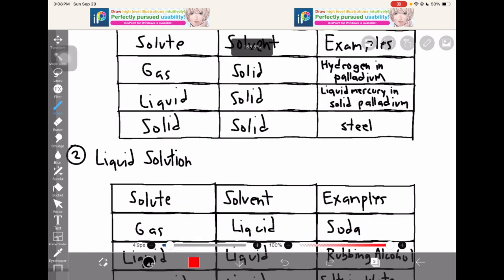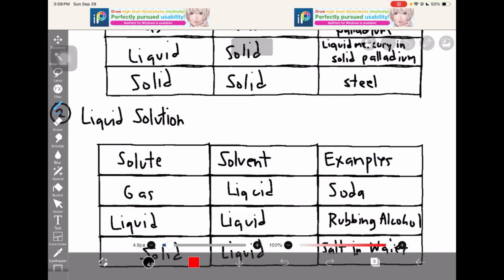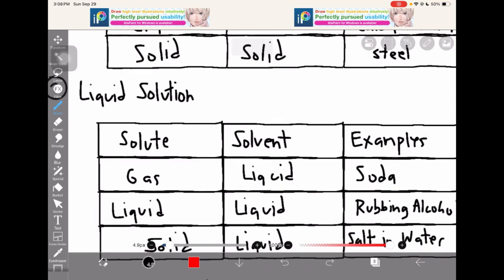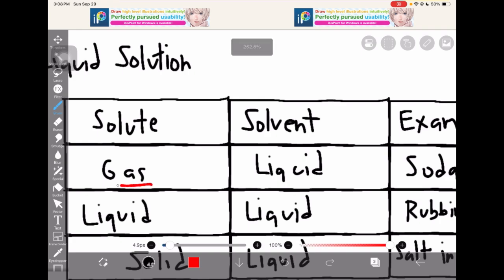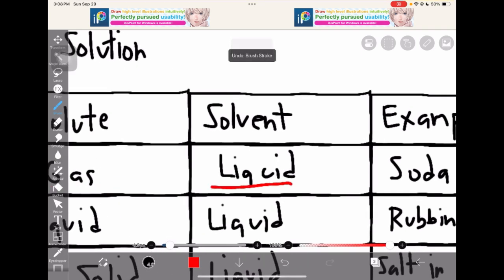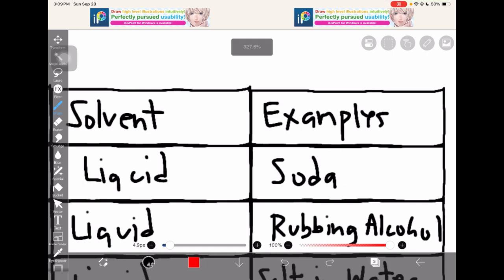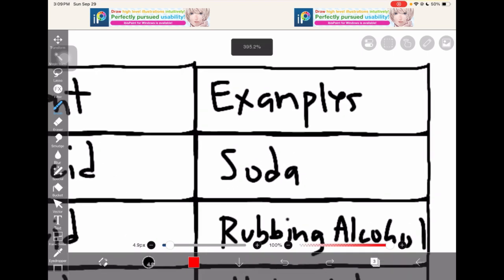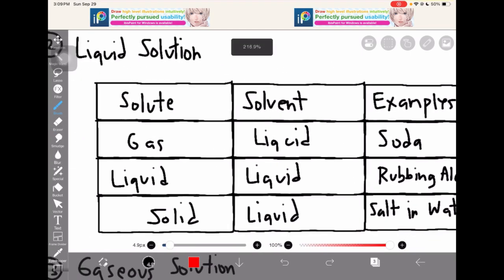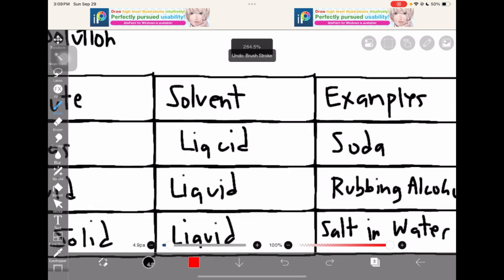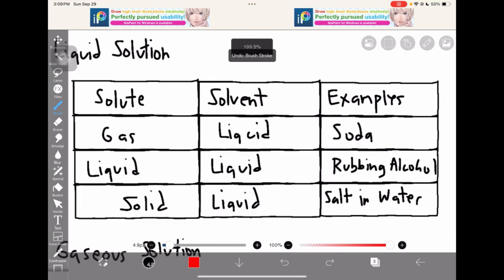Next are the liquid solutions, okay? These solutions are obviously liquid, and I'll show you what is here. For a gas solute and a liquid solvent, an example is soda, because there's a lot of carbon dioxide and other stuff. You have the water, you've got the flavor and everything. That's why you get a liquid, and when you drink a soda, you sometimes feel gaseous. It's because of the gas that's in there, but it's mostly liquid that you drink.